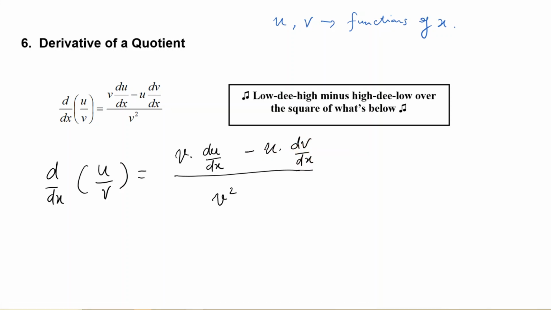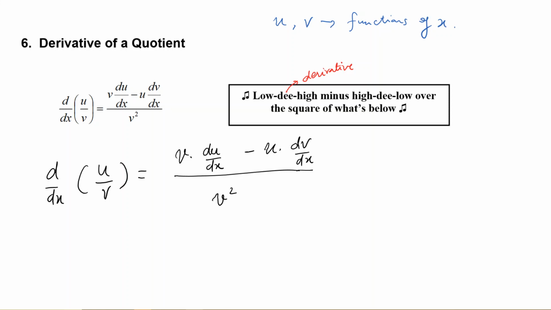There are different ways you can remember this formula. You can sing a song if you want. Here D stands for derivative, so: low D high minus high D low over the square of what's below. You can make your own rhyme. Low D high minus high D low over the square of what's below.